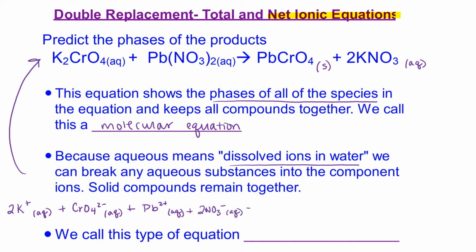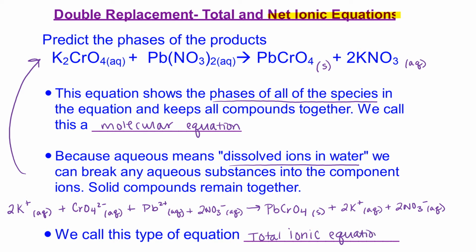And then we're at our arrow, so we're going to draw our arrow. Remember, the solids are going to stay together, so that lead 2 chromate is going to stay as lead 2 chromate. But we can break apart the other product into 2 potassium ions and 2 nitrate ions. So when we break the chemical reactions up into the ions, this is what we call a total ionic equation.